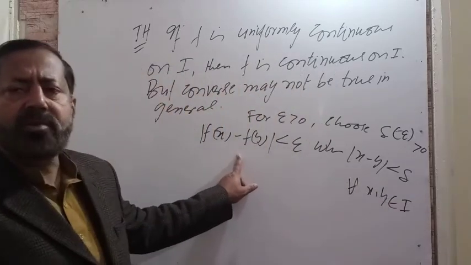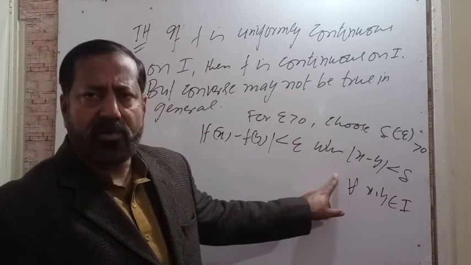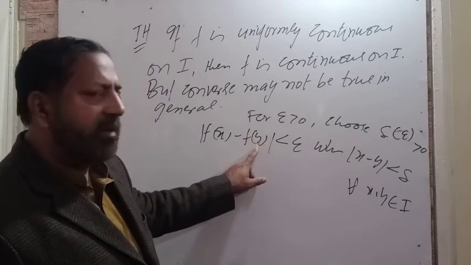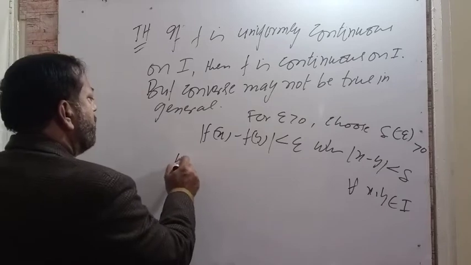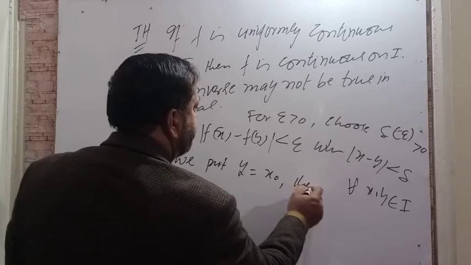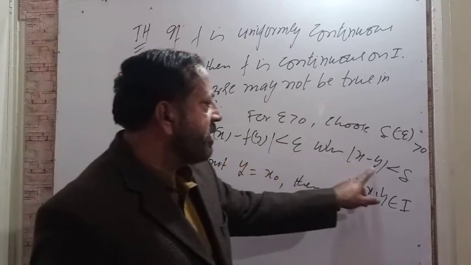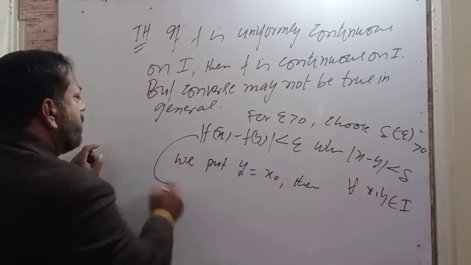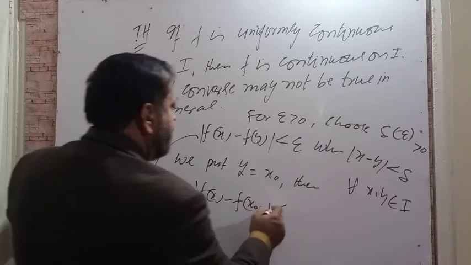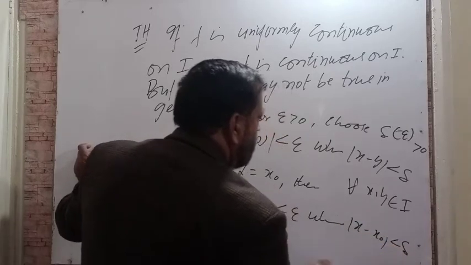When your function is uniformly continuous, it is obviously continuous. You just substitute y equal to x naught instead of y. Then you see that |f(x) - f(x naught)| is less than epsilon whenever |x - x naught| is less than delta.